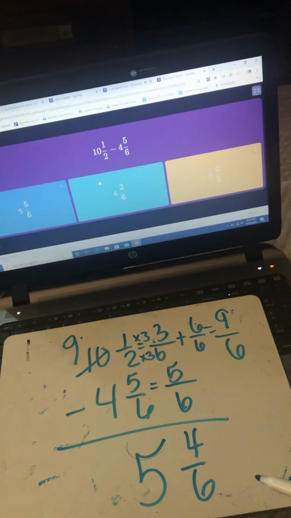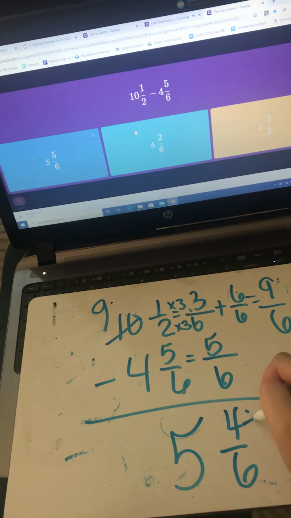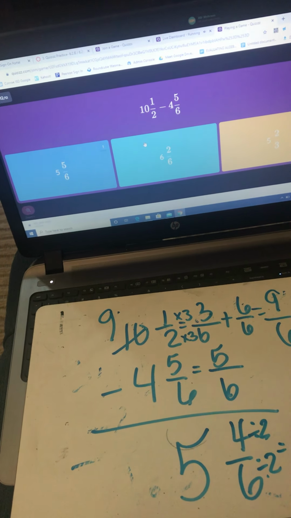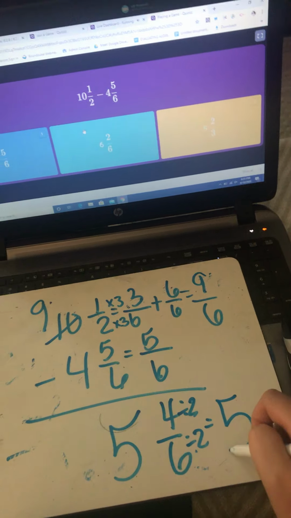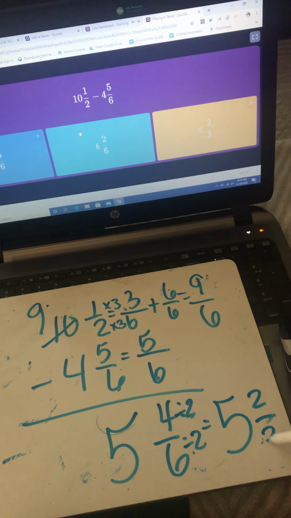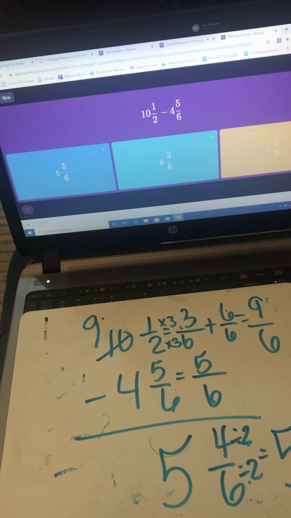I don't see that as an answer choice, so I'm going to make sure I can simplify. I know these are both even, so if I divide by 2, I can get 5 2/3 as my final answer.